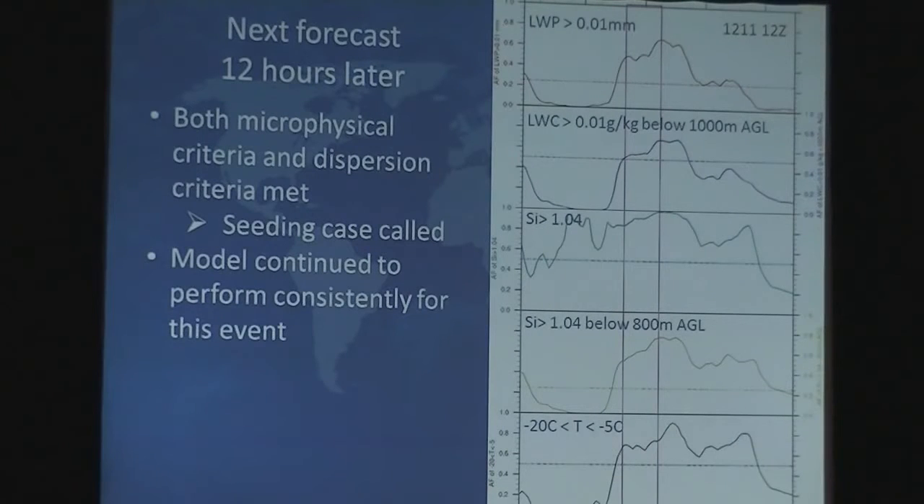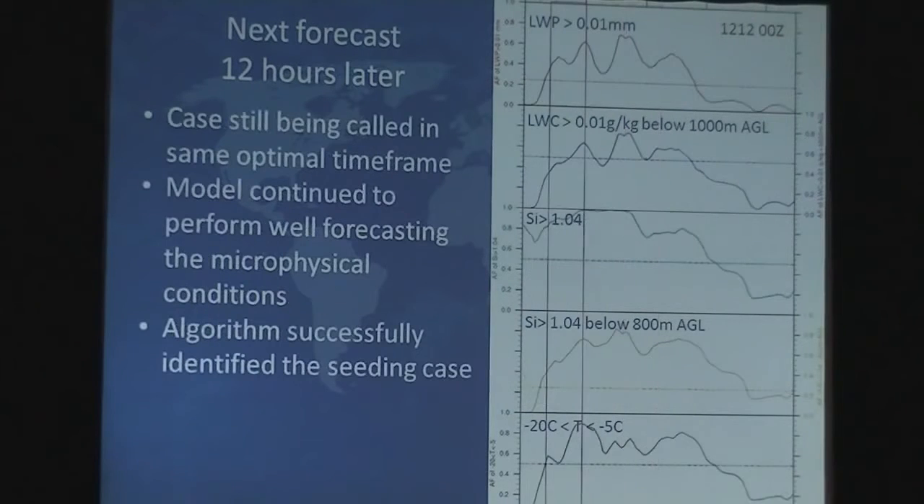Anyway, so we've got a very long, extended ground-based seeding case being called by the model in this forecast, which is now December 11th at 12Z. It fully encompasses that optimal period that the operational forecasters identified. And so again, the models continue to perform very consistently at identifying the microphysical criteria, and now the dispersion criteria have been met, and thus this model forecast had a seeding case called.